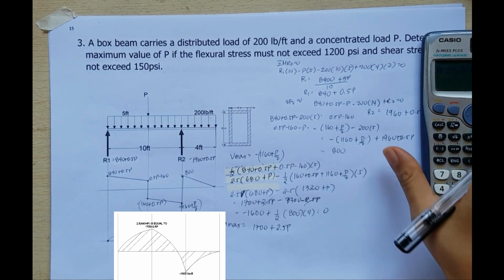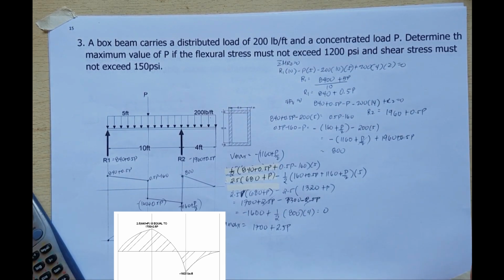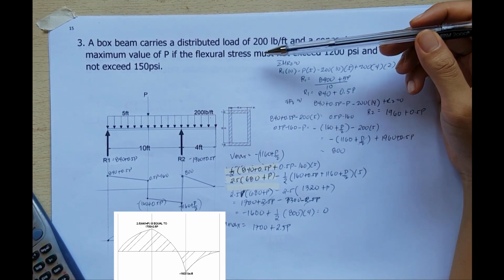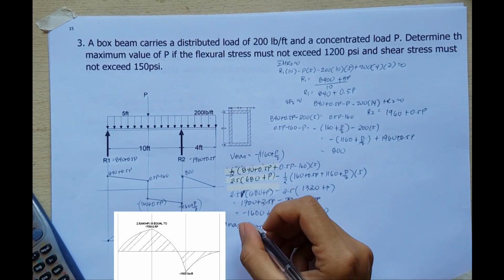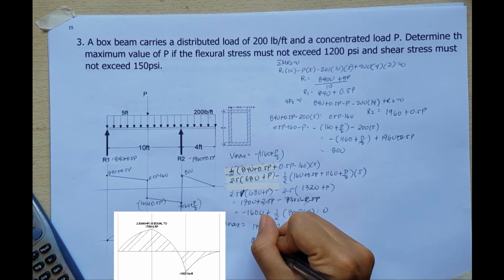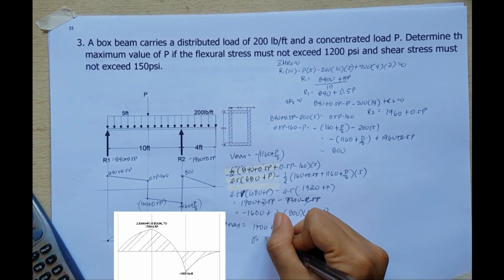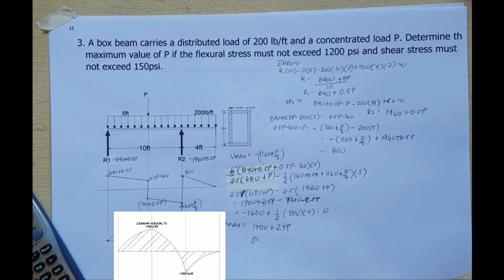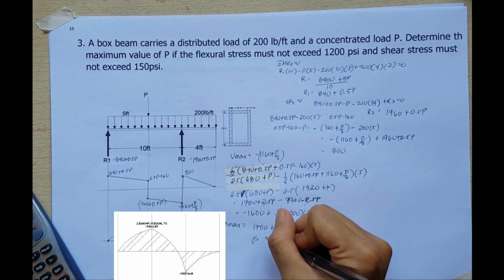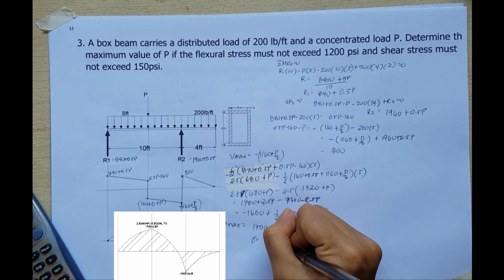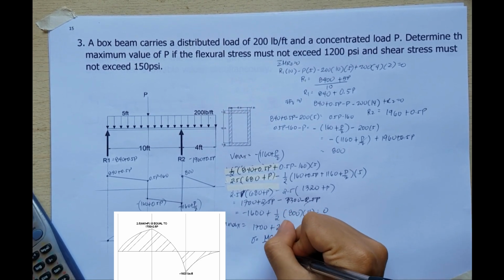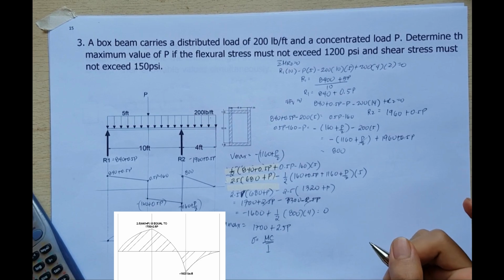Therefore, we're now ready to solve for the value of P. So first, for the flexural stress. So for the flexural stress, we have our formula of Mc all over I. So we have Mc all over I. But first, we will determine the value of I.